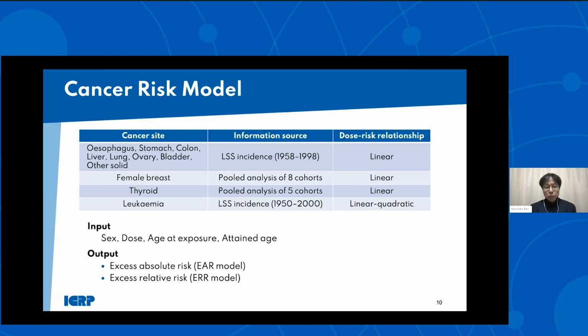Dose risk relationship was linear quadratic for leukemia, but linear for the other cancer sites. Input to the risk model was sex, dose, age at exposure, and attained age. Output from the risk model is excess absolute risk for the EAR model and excess relative risk for the ERR model. In the publication, mathematical formulae of the models are given with parameter values.